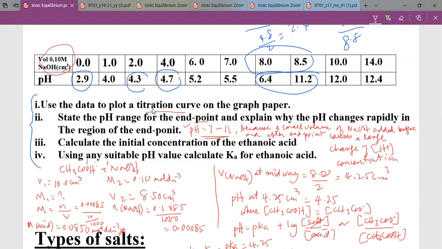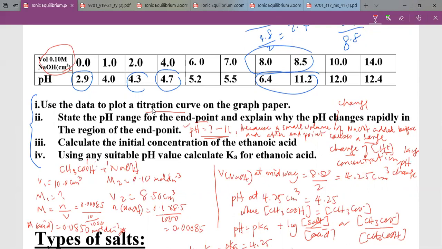A small change of NaOH added before and after the end point causes a large change in the concentration of H+. Or you can say therefore a large pH change. So also that means a large color change. So this one is answered already.